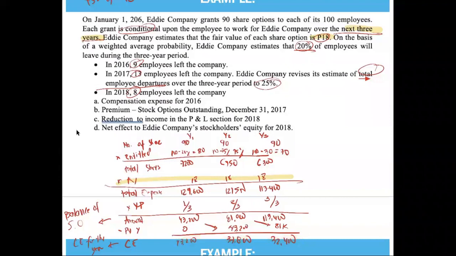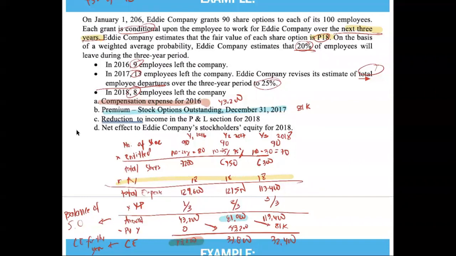So let's try to answer now the problem. The first question is, how much is the compensation expense for 2016? That is year one, 43,200. Next question, what is the premium on stock option outstanding on December 31, 2017? I said the amount, that is the share options. Year one is 2016, year two is 2017, year three is 2018. So 2017, we have here equal to 81,000, the balance of share options outstanding.